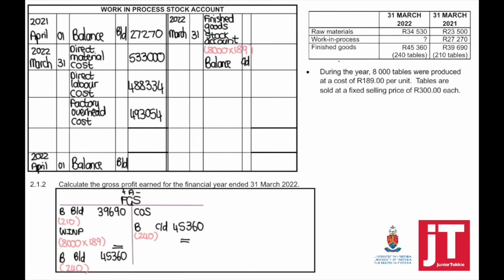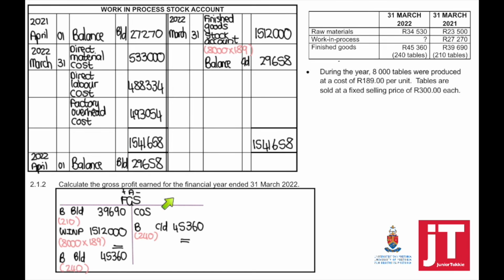If I now work out the cost of finished goods produced this year, we're going to take 8,000 times 189, and this amount must be taken to the work in process stock account. Now we can calculate the end balance by taking the debit side minus the credit side, and that equals our balance of 29,658. So now we've completed the work in process stock account.